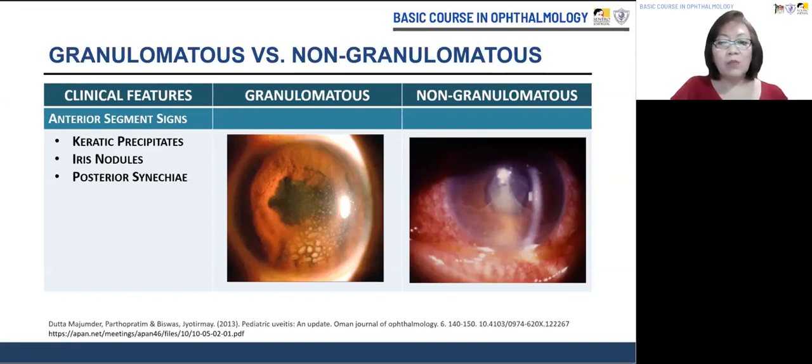KPs are generally small to medium-sized, and when iris nodules are present, these are usually confined to the pupillary margins. So, only Koeppe nodules are present in the non-granulomatous type, such that the presence of your Busaka nodules should point to a granulomatous type of uveitis.